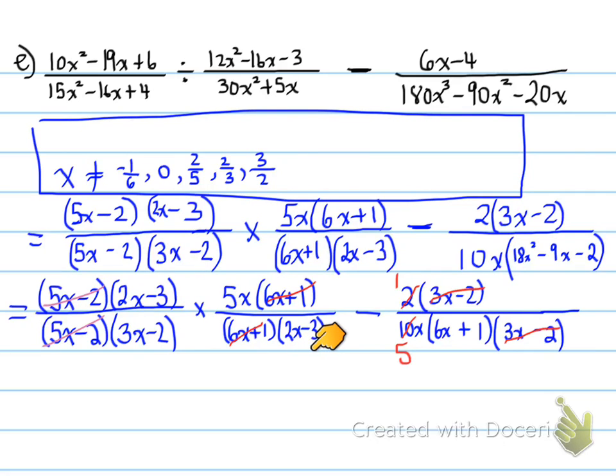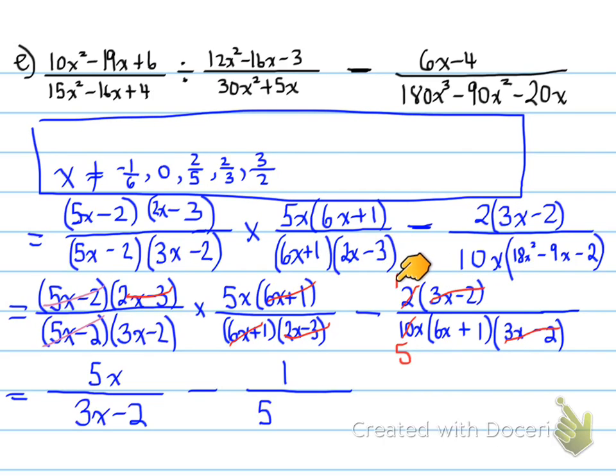Well, yes, we can. 2x minus 3 cancels with 2x minus 3. So, what are we going to be left with? Well, we're going to be left with 5 on top, because right up here I have 5 and an x, that's left on the top part of this expression, divided by 3x minus 2. Then we have a minus, and then what we're going to have here on top is a 1 over 5 times 5x times 6x plus 1. So this is our expression simplified, but not fully simplified.